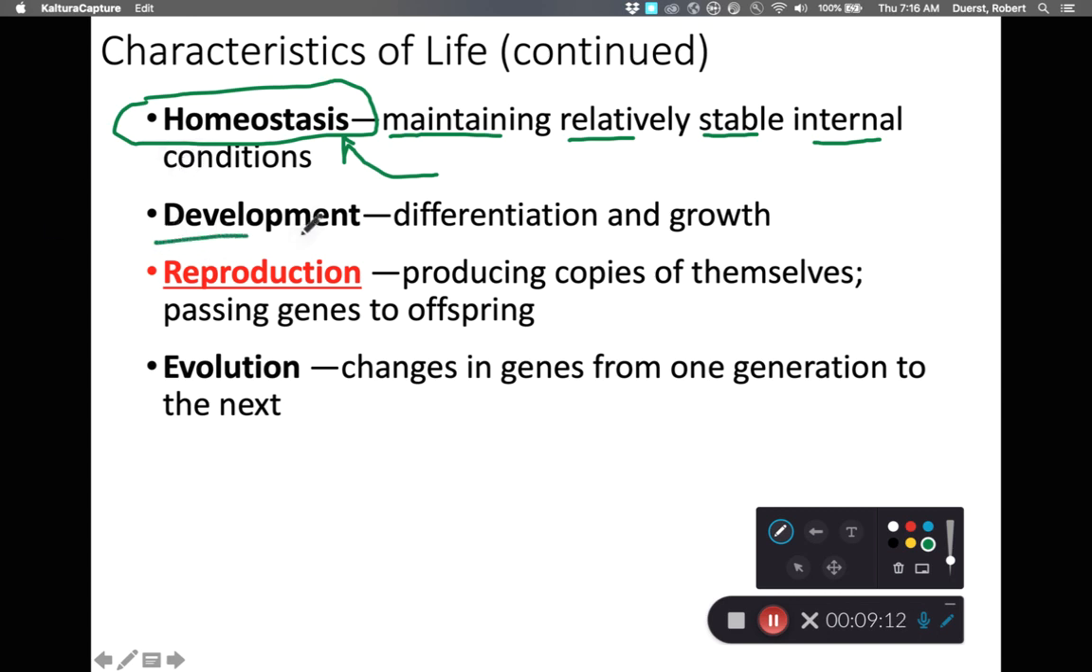We also need to have development. We need to have differentiation and growth of the cells of our bodies to be considered living. We also need to reproduce. If we could not reproduce, if we could not make a copy of ourselves, we as a species would cease to exist. It's important for the continuation of society and to be considered alive to have human reproduction.